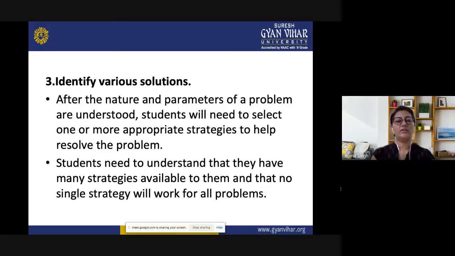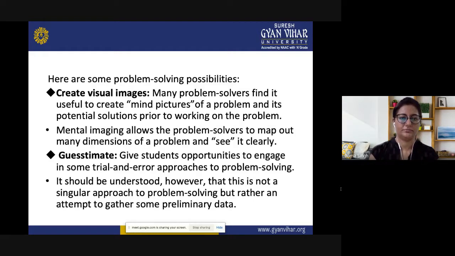After the nature and parameters of a problem are understood, students will need to select one or more appropriate strategies which will help in resolving the problem. Students need to understand that they have many strategies available to them, and there is no single strategy which will work for all problems. According to the nature and parameters, they have to find out what kind of solution can be given to this problem.